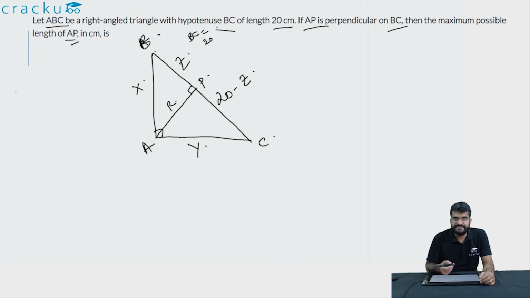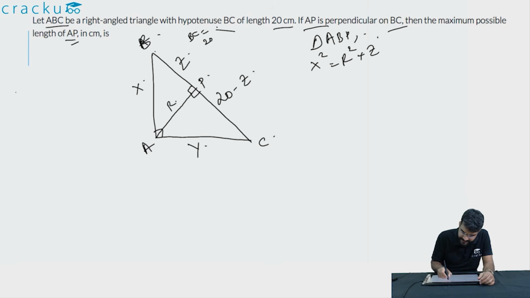Why would it be 20 minus Z? Because we know that the length of BC is equal to 20. So we are just subtracting Z from 20. Now we will use Pythagoras theorem multiple times. That is in triangle ABP, x square, here x is the hypotenuse, is equal to R square plus Z square. Similarly in triangle APC, y is the hypotenuse, so y square is equal to R square plus (20 minus Z) whole square.